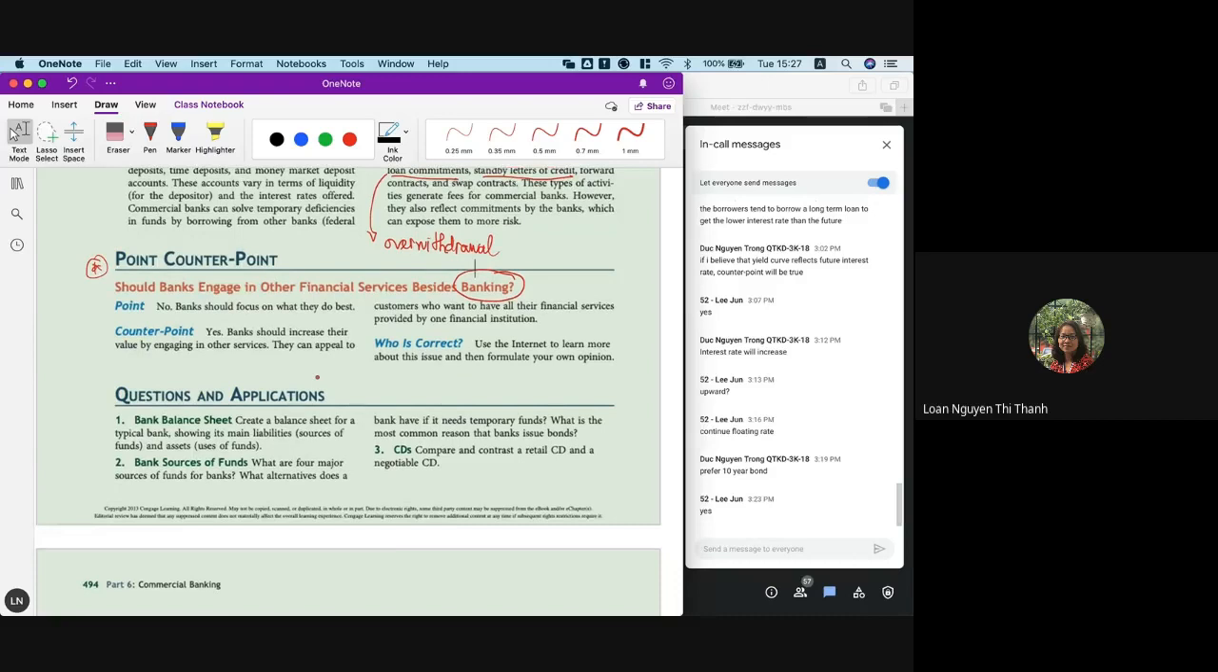So the question, and we have the point, say no. Banks should focus on what they do best. And the counterpoint says yes. Banks should increase their value by engaging in other services. They can appeal to customers who want to have all the financial services provided by one financial institution. So we have the financial conglomerate, including the traditional banking services, securities operations, including sales and trading, investment banking services, and so on. Financial conglomerate.